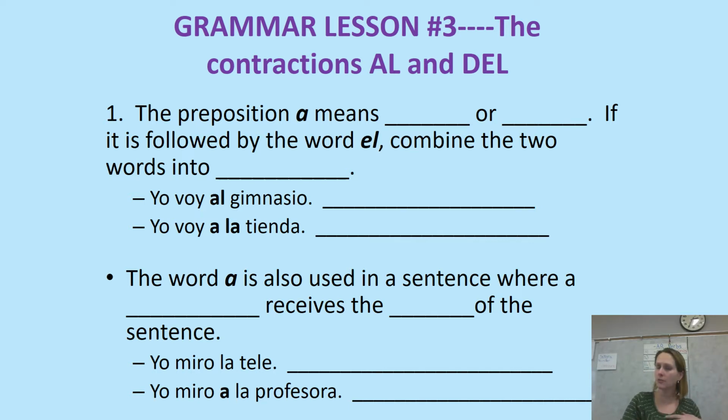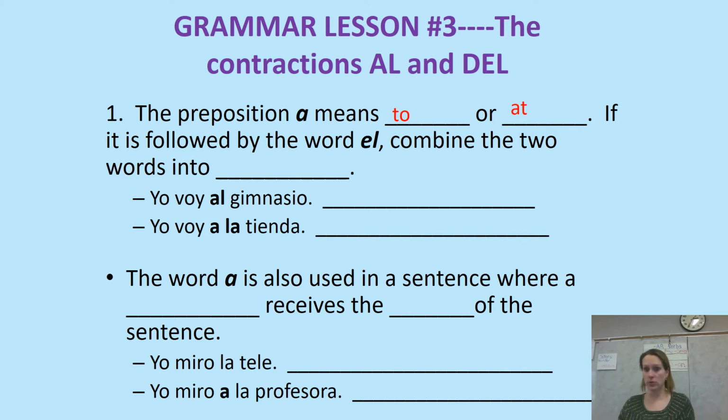So we're starting off with a. Your point number 1 tells you just the meaning, and when you combine this with another word, there's going to be a change. So let's talk about a first. The preposition a means either to or at. So I go to the store. I'm looking at a particular person. So generally the translation for a is to or at.